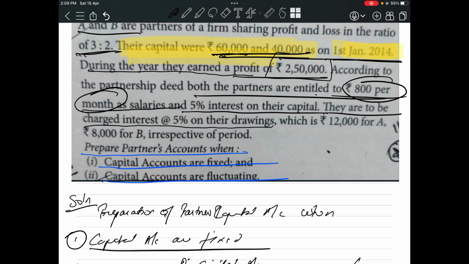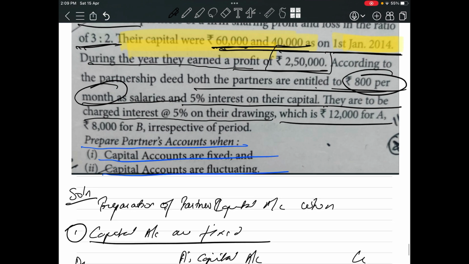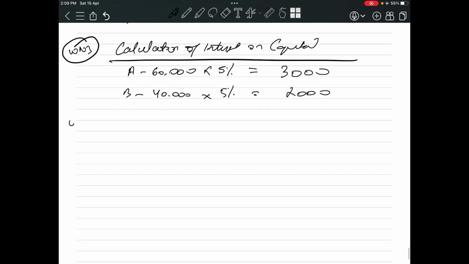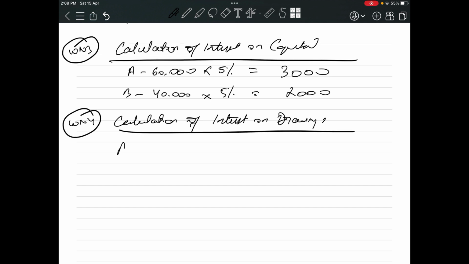The question is telling us the drawings amount. Now let's take working note number 4, calculation of interest on drawings. What is the amount of drawings for A? 12,000, and for B it is 8,000. So they will be charged interest at the rate of 5% for 1 year.